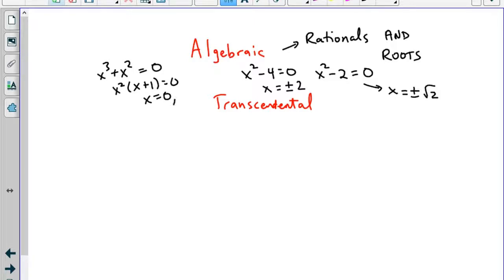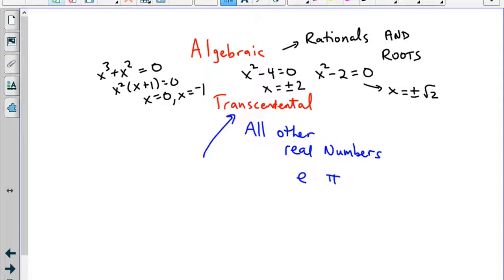So x equals 0, x equals -1 are answers to that. Those are algebraic numbers. Transcendental numbers are all other real numbers. So e and pi are basically the only two that we really think about that are transcendental numbers. There are, once again, I know we start making distinctions, way more transcendental numbers than there are algebraic numbers. But we don't really think about those very often.